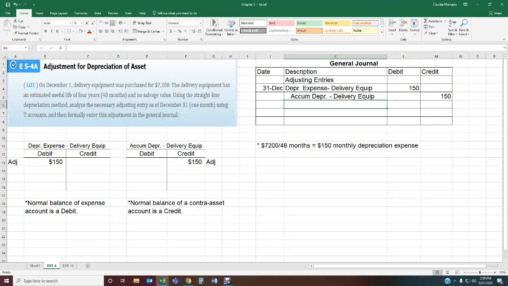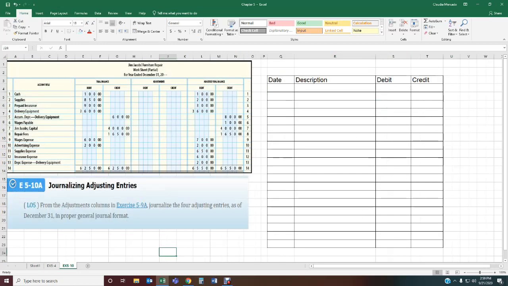Now, this upcoming problem is the one that you're going to have something similar to on your test. This problem deals again with adjusting entries. This chapter focuses on the worksheet and adjusting entries. In this particular problem, they're asking us, from the adjustments column in exercise 5.9, to journalize the 4 adjusting entries. I have not solved problem 5.9, and I really don't even need to solve it, but I'm going to use the worksheet that they provided to us here.